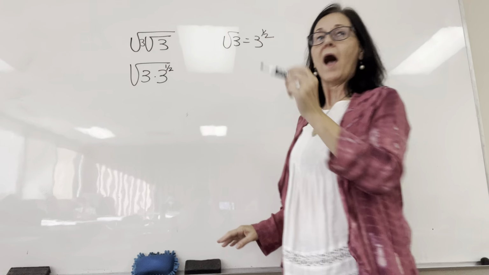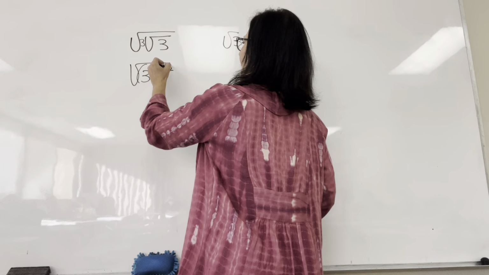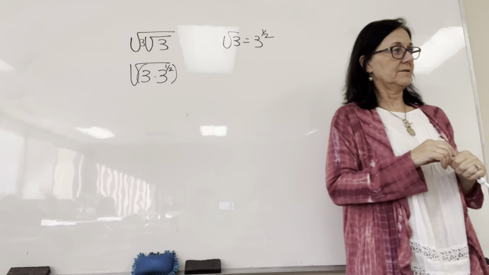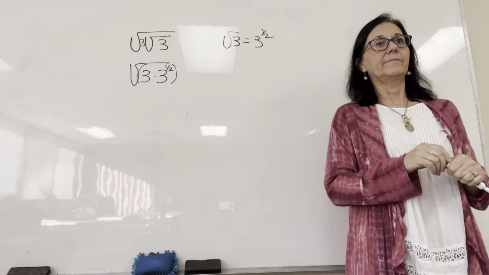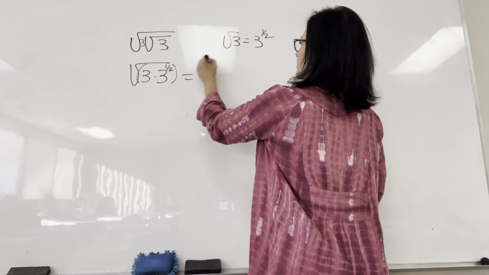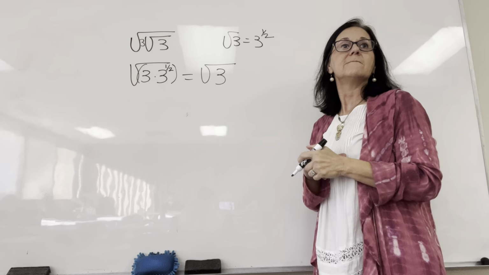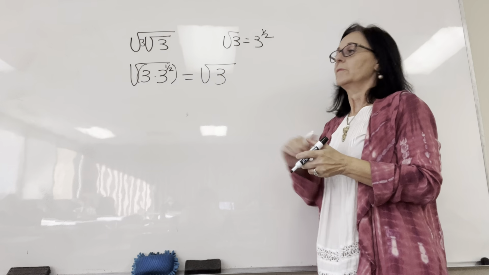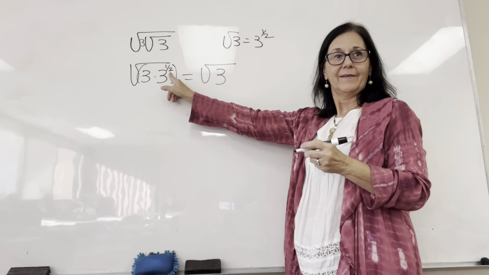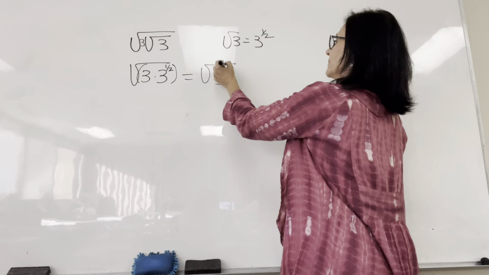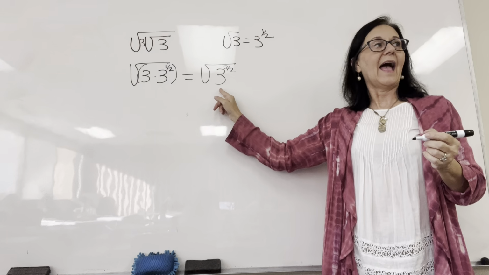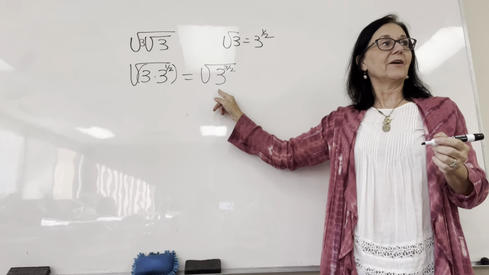All right, now I'm going to take this entire term. I could go ahead and combine those. Multiplication is addition. So this really equals the square root of 3 to the what? 1 plus a half, which is 3/2. You're struggling adding them when the base is not a variable?